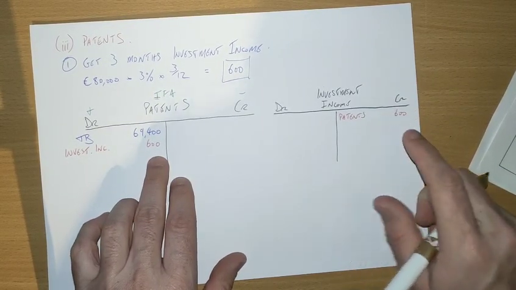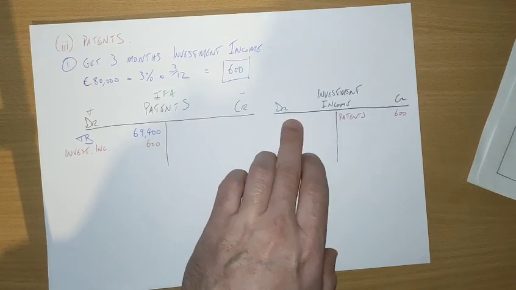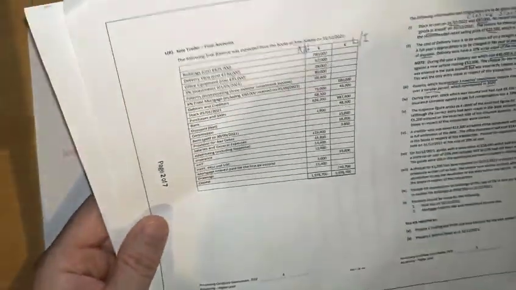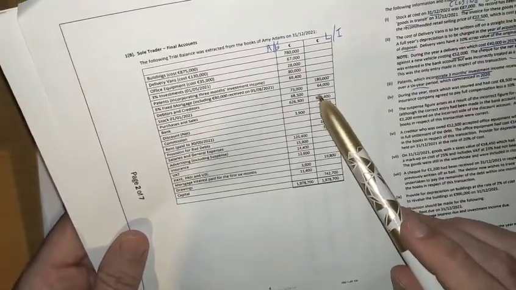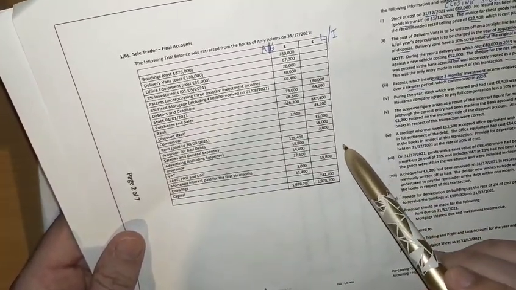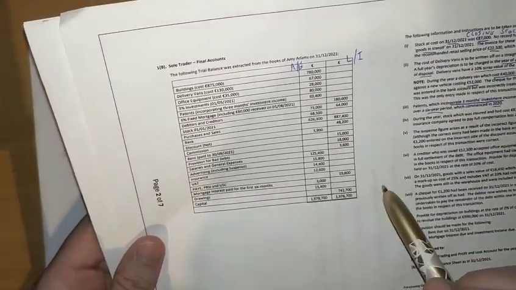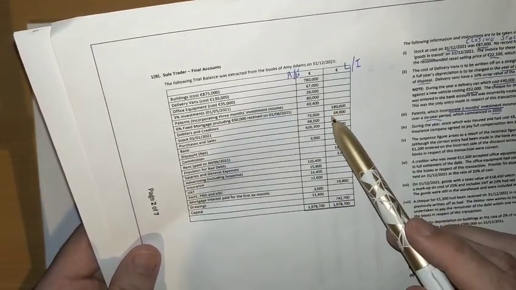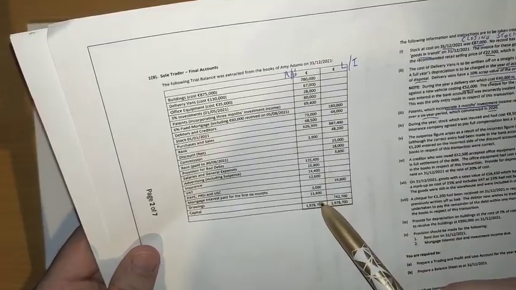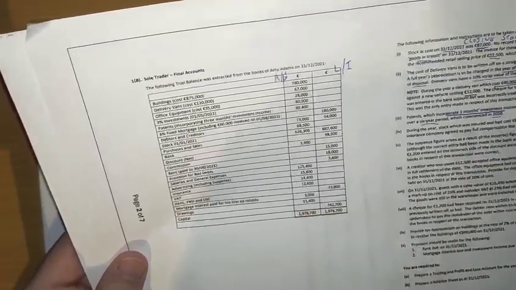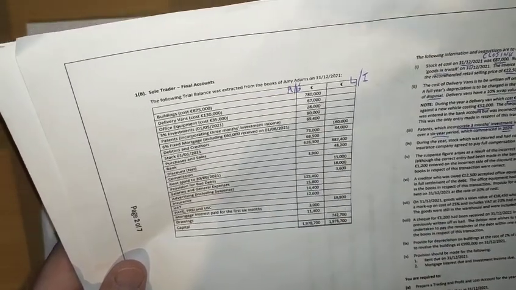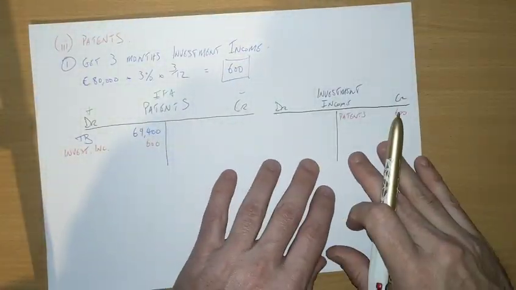The other thing you need to watch out for, just to help us complete this, is the investment income account. I'm just going to quickly see if we have any investment income in the trial balance. Having a quick look here, there doesn't seem to be anything there, so that's okay. We can just leave that as is for the time being.